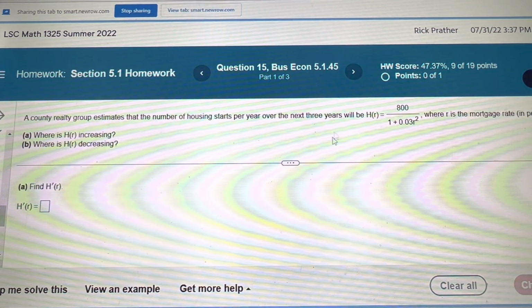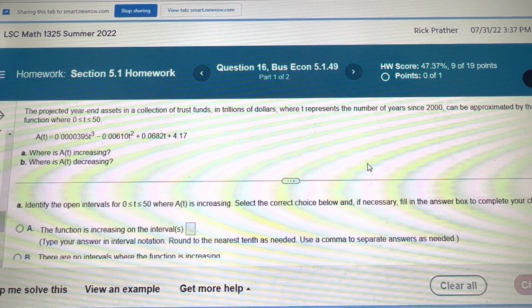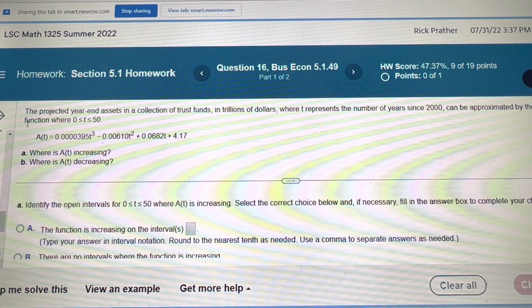Let me do one of these business problems. Here's a good one. The projected year-end assets in a collection of trust funds in trillions of dollars, wow, that's a lot of money, where t represents the number of years since 2000, can be approximated by the following function. So 0 to 50 is my domain, although 0 means the year 2000, so 50 would mean the year 2050.